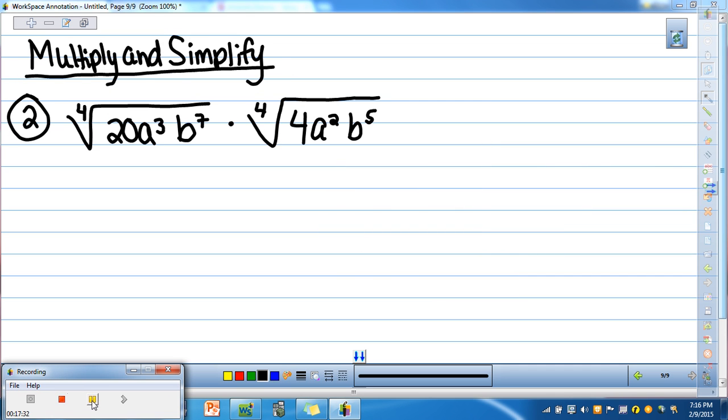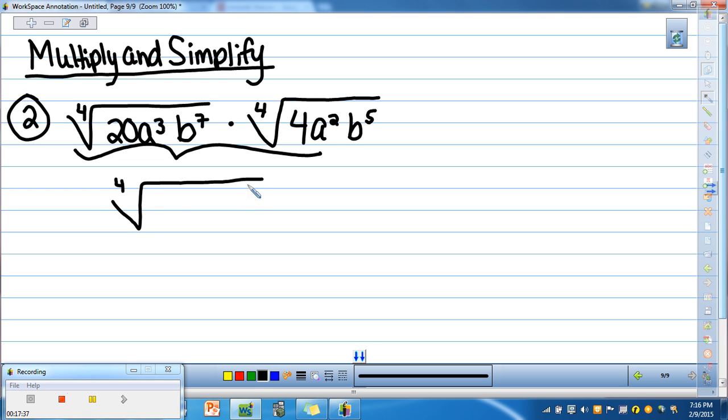Let's try this one. Now we're looking at multiplying and simplifying with fourth roots. We'll start by putting these together and multiplying the pieces on the inside. 20 times 4 is 80. a to the third times a squared. We need to add the exponents, so that's a to the 5th. And b to the 7th times b to the 5th, add the exponents again, giving us b to the 12th.